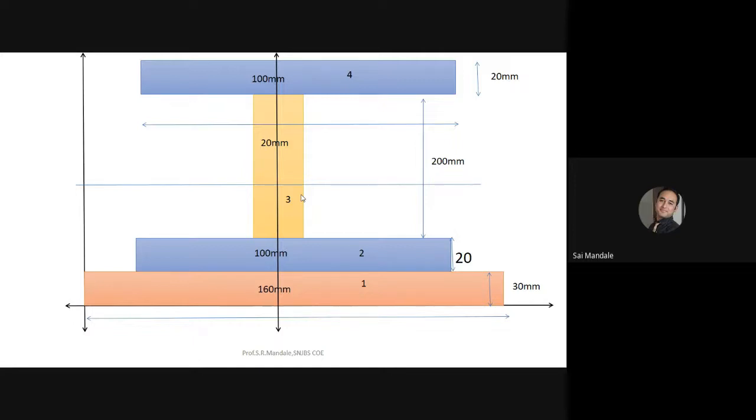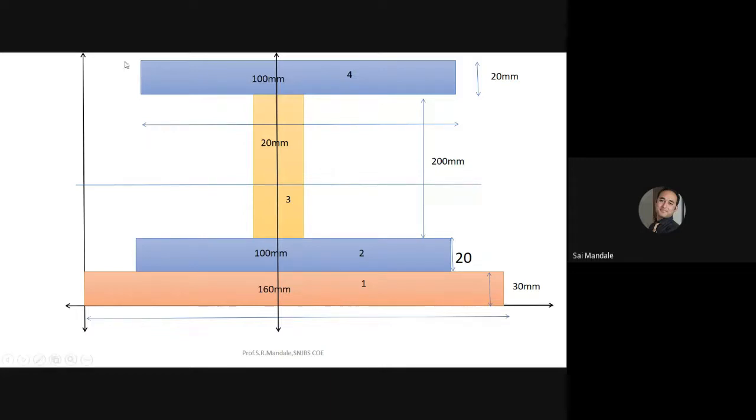Y bar is equal to A1 Y1 plus A2 Y2 plus A3 Y3 divided by A1 plus A2 plus A3. There are 4 sections. Very good. For sections 1, 2, 3 and 4, the formula goes up to A4 Y4 divided by A1 plus A2 plus A3 plus A4. So we have calculated the values for X bar and Y bar.